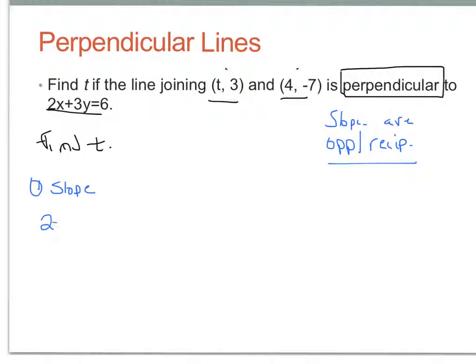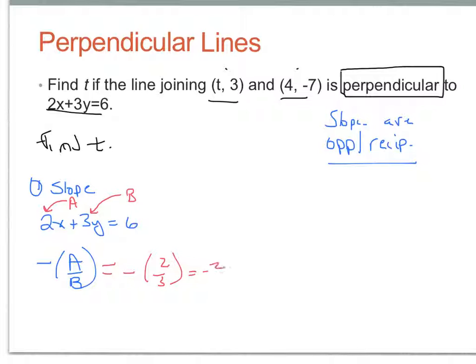Now, the first thing I need to do is find the slope. So I'm going to use my 2x plus 3y is equal to 6. In the previous video, we talked about this opposite a over b, where this is a and this is b. This is our standard form of an equation. If you want to get it into slope-intercept form and use it that way, that's fine. This is what I do because I think it's easier. So we're going to have a negative, for opposite, a over b, and that's going to equal negative 2/3. So that's the slope of this line.